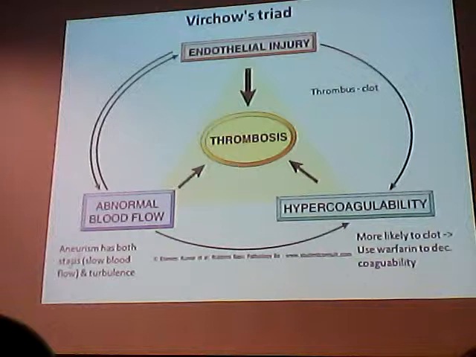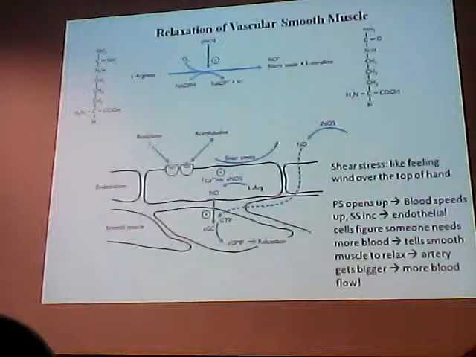Abnormal blood flow could be, in the case of an aneurysm, slow blood flow or turbulence. Those could be different forms of abnormal blood flow. Or you could have hypercoagulability. If the blood is more likely to clot, then it could just lead to increased clotting in general. So these three factors just kind of relate to each other.